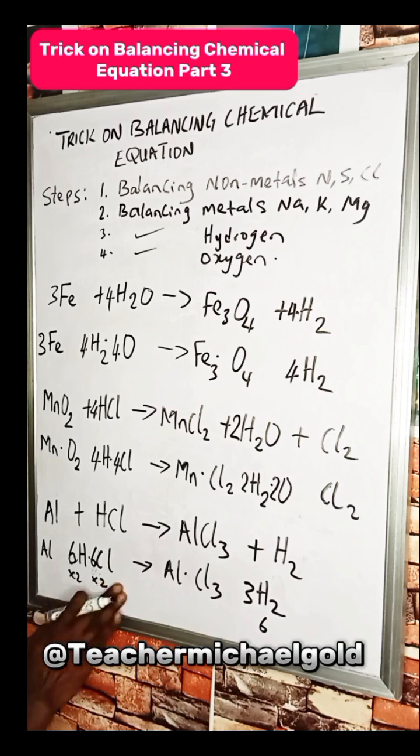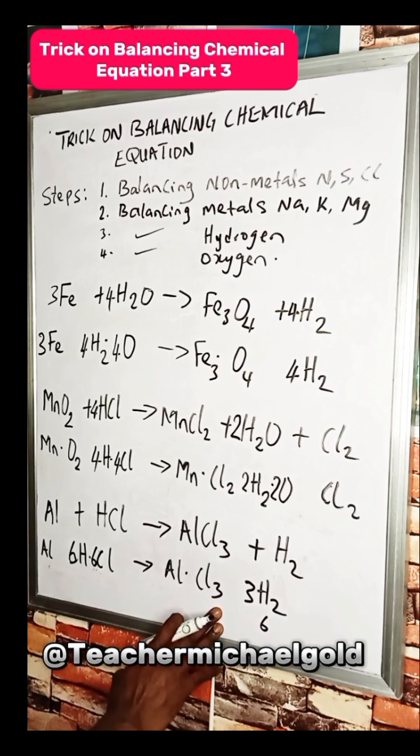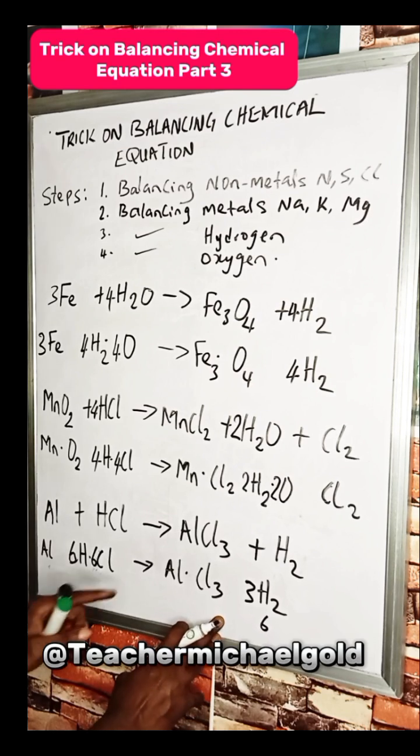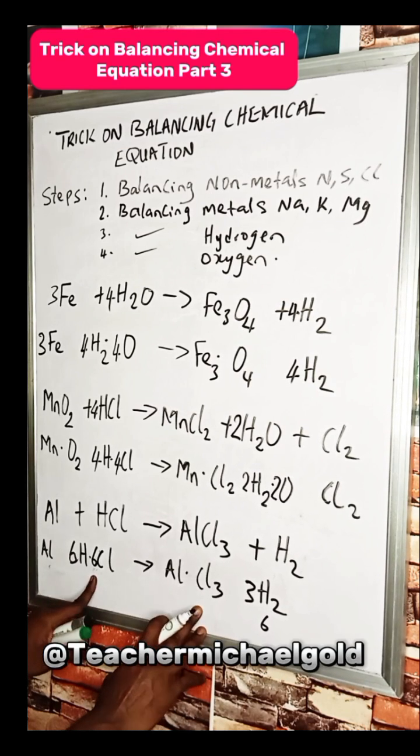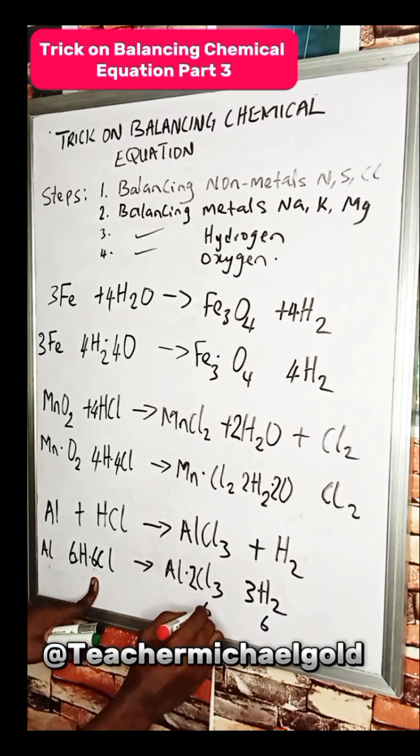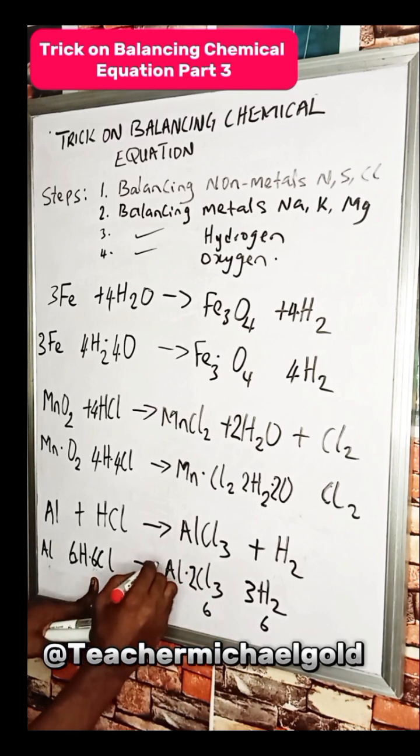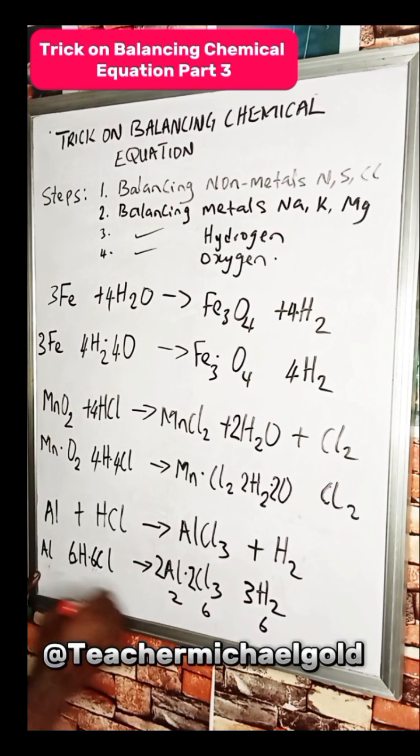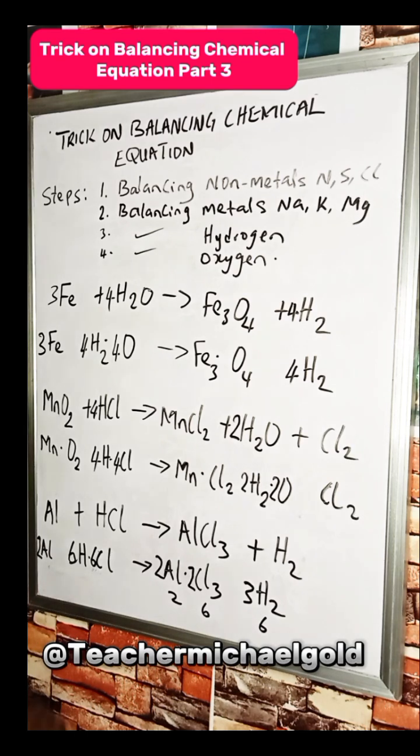So if you do that, you will see that it has also affected this chlorine here. You should take note of this because it's very, very tricky. So chlorine here is 6, but here is 3. So what you need to do to make up this chlorine is to add 2 here. If you add 2 here, this chlorine will now become 6. And the 2 also affects this aluminum, so aluminum will now become 2. So when you do that, you now have to come here and increase aluminum here by 2. If you look at the equation, all are balanced.